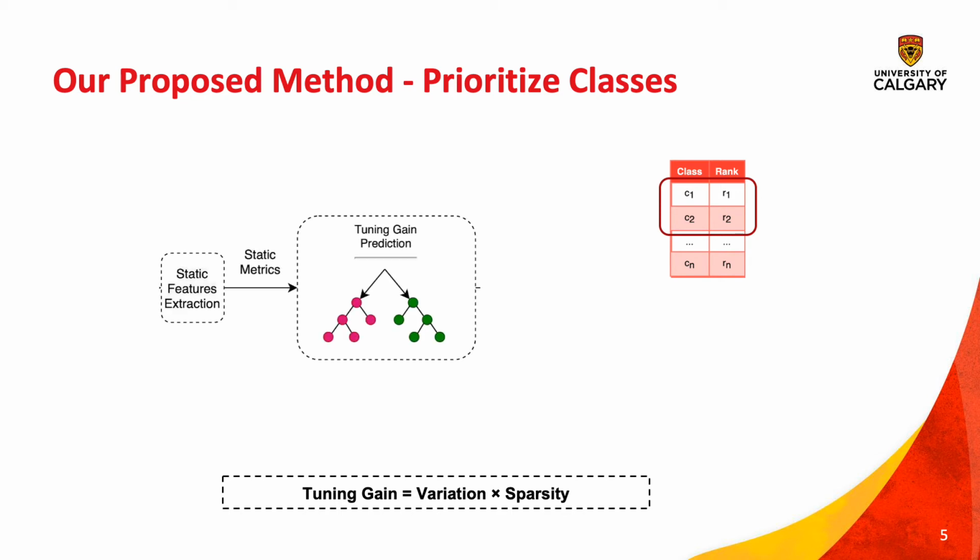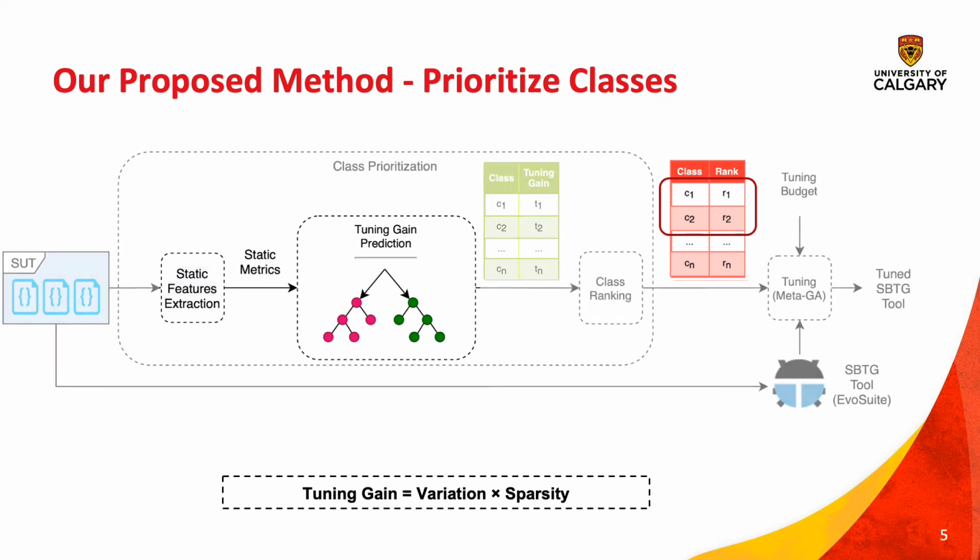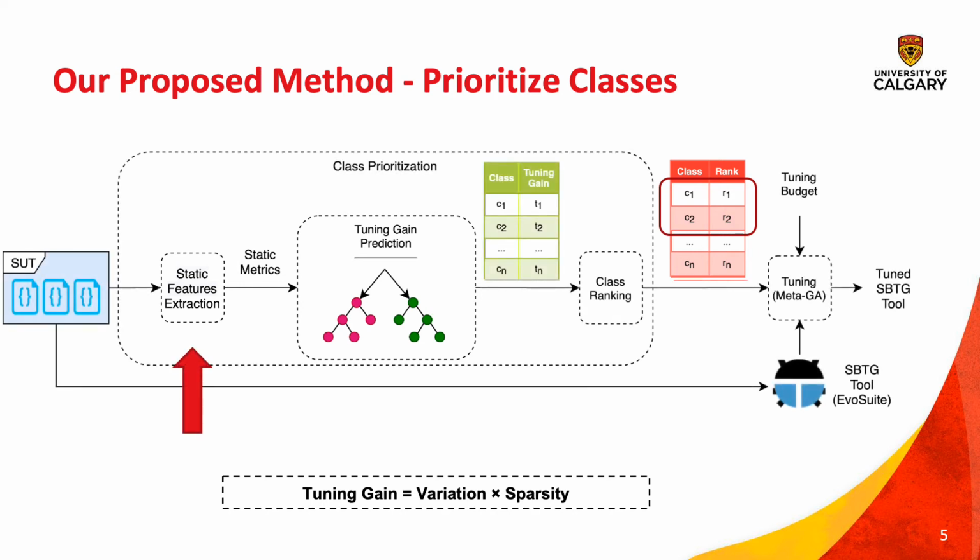Here we train a model that uses the static metrics of Java classes, like the complexity of the code, to predict the tuning gain of each class. We split our class set into train and test subsets, we train the model and then evaluate it with the test set. In summary, we first extract some static features from the code, then predict its tuning gain and prioritize classes in descending order. Then, based on the budget that we have for tuning, we select a number of classes from the top of the list.